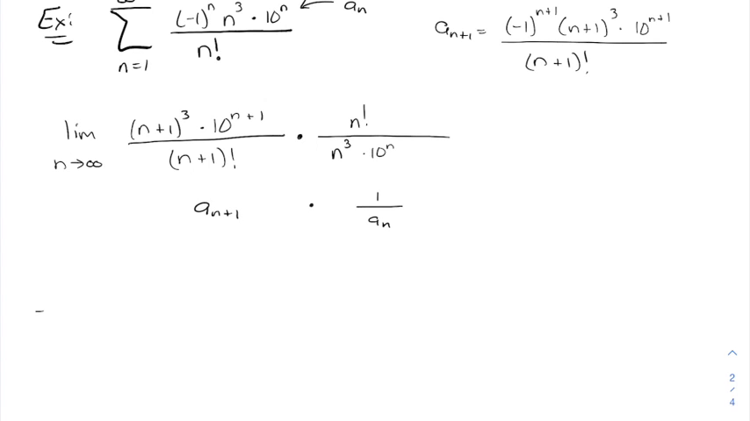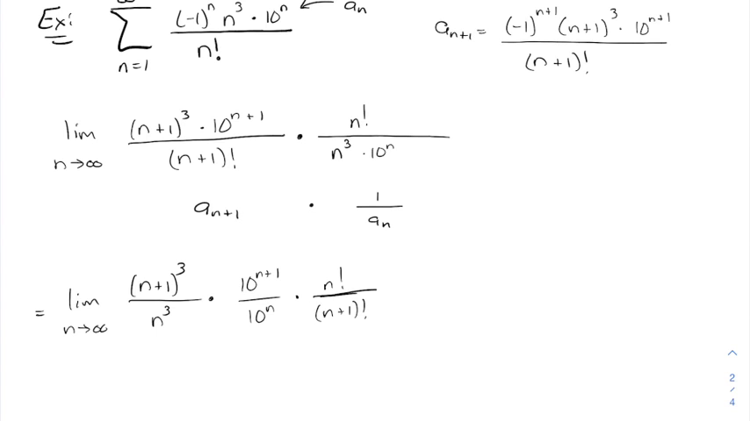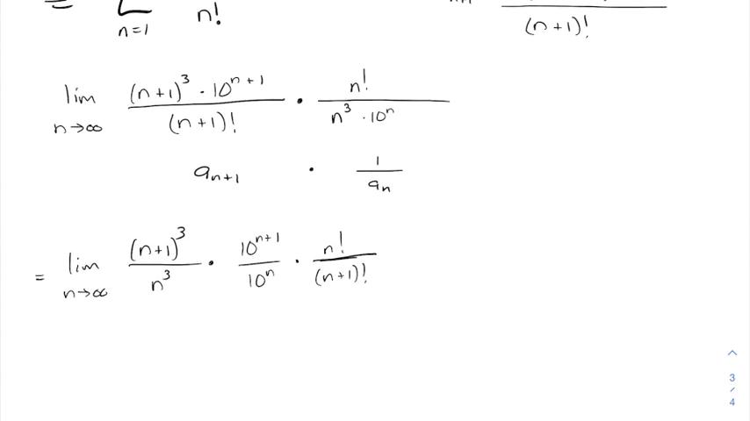All right. Now let's sort this stuff out. The (n+1) cubed and n cubed I'm going to put together. 10 to the n plus 1 and 10 to the n I'm going to put together. And n factorial and (n+1) factorial I'm going to put those together. All right. I'm going to do some simplification on these.